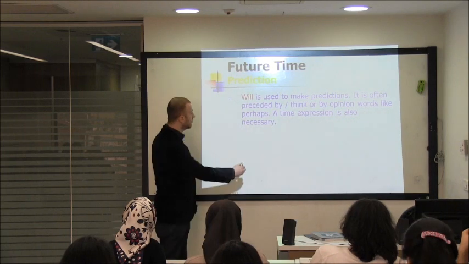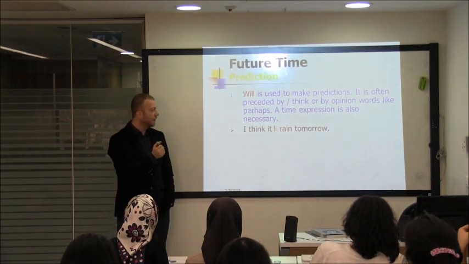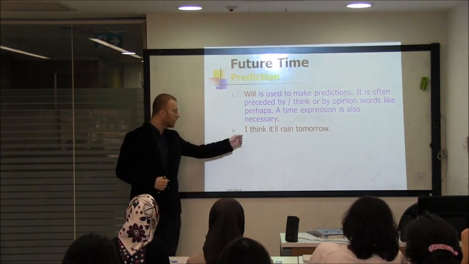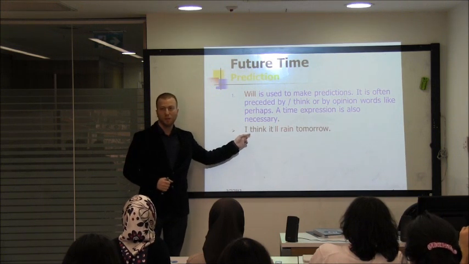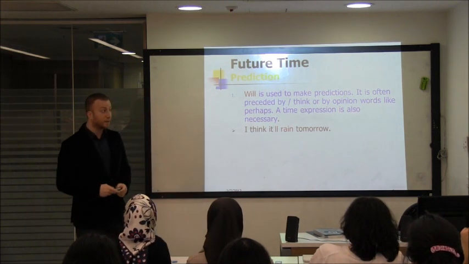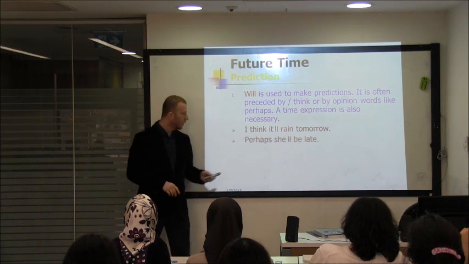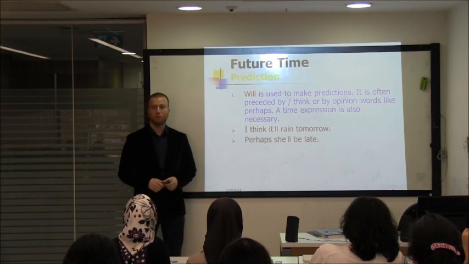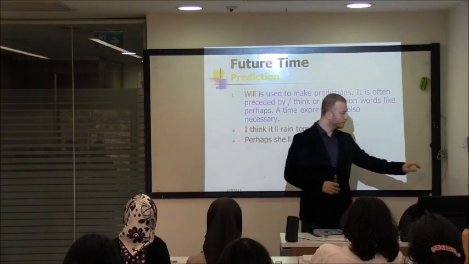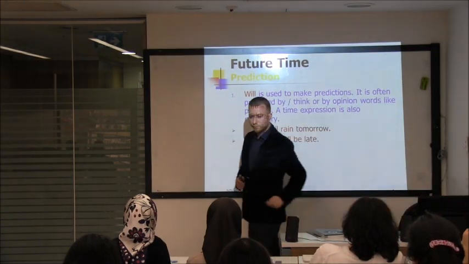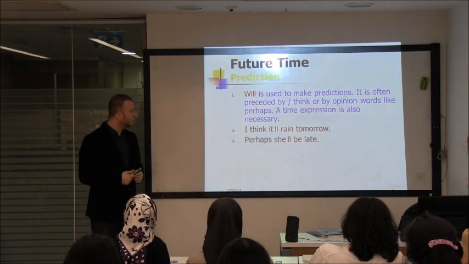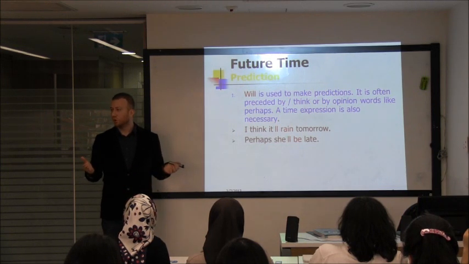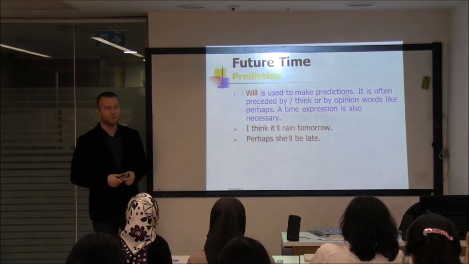I think it will rain tomorrow, for example. We can understand which tense it is by looking at the beginning of the sentence. It shows us it's an opinion. I think. Perhaps she will be late. Perhaps is also another indicator of the function of will, like certainty, right? It's not certain. It's less certain.